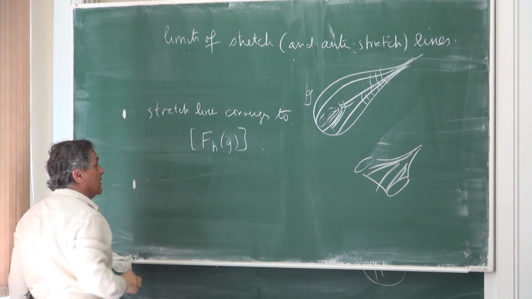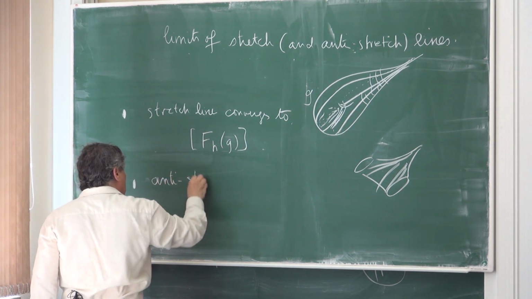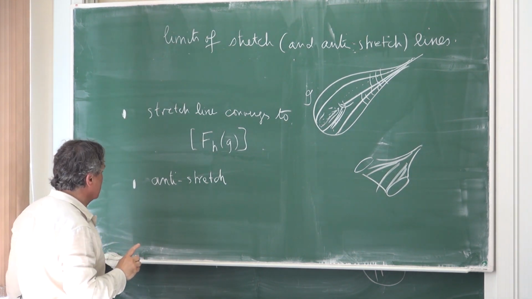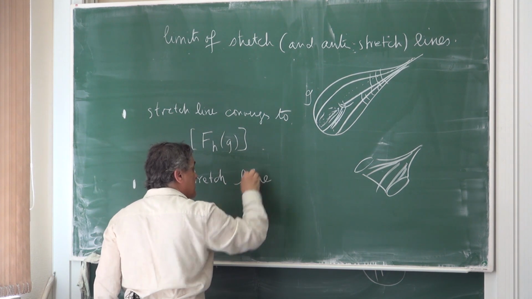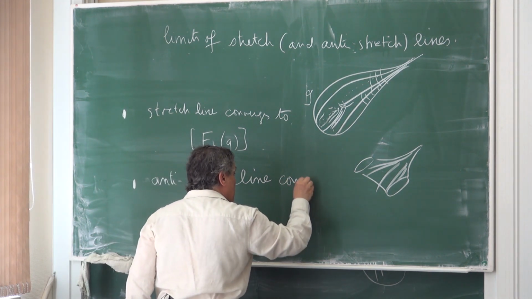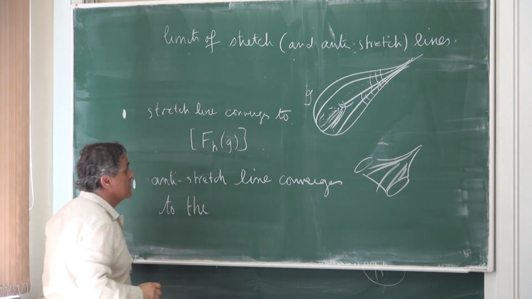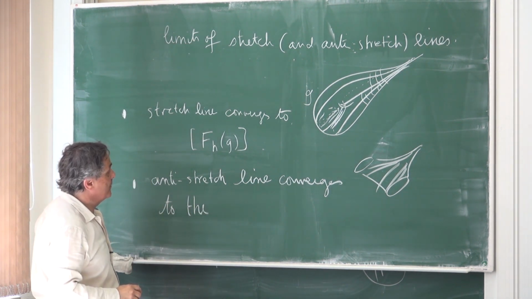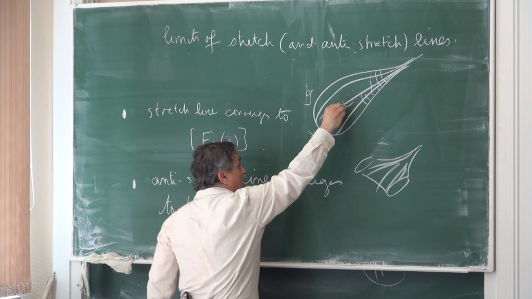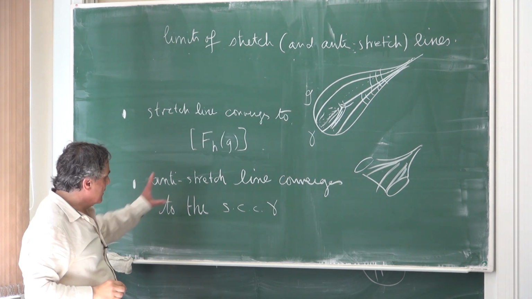We said something else. We didn't say it exactly, but I want to highlight this: the anti-stretch line, that is the stretch line traversed in the opposite direction, converged to the simple closed curve gamma. This is proved in one of the papers.